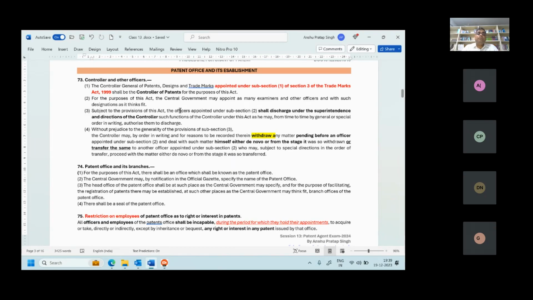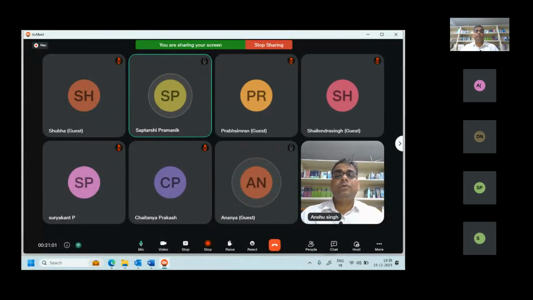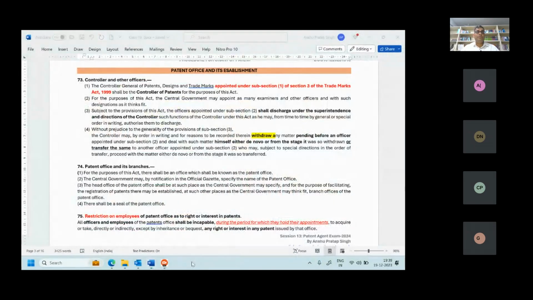Then, sir, the screen is not shared, so I can't see it. I think I've shared the screen. Is it visible to other people? Yes, it is visible. Okay, sir, it may be some issue on my side.